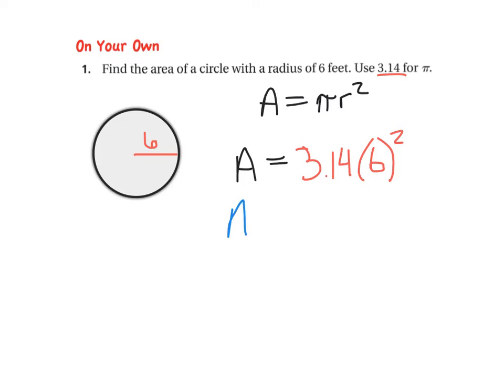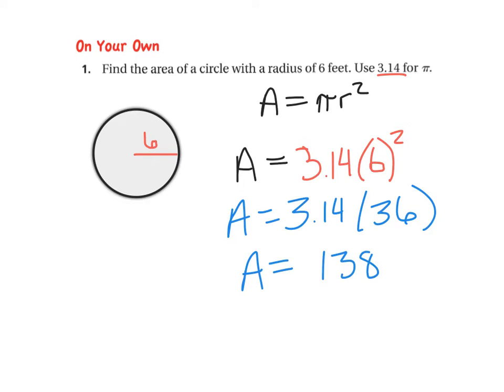Okay, now to simplify, 3.14, what is 6 squared? 6 times 6 is 36. So then you're going to multiply 36 times 3.14, which should give you 1386. And this is measured in feet, and then you would square it. Feet squared, or squared feet, however you want to say that.